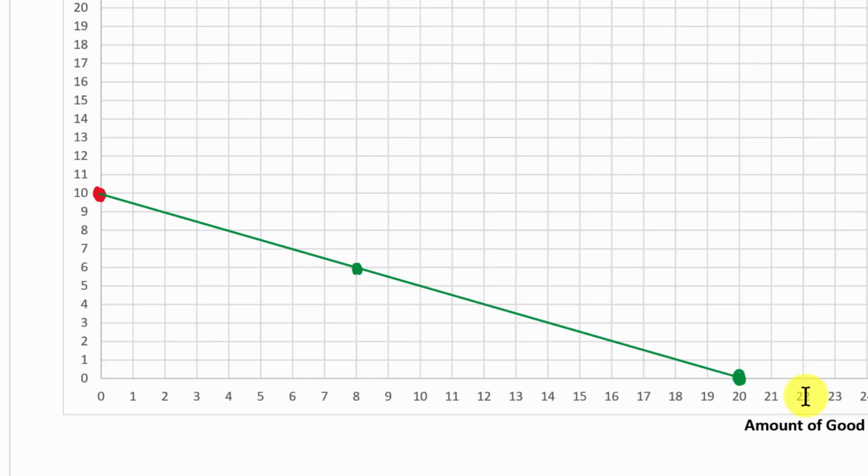Now, one thing we always want to think about with a budget line is what's the slope. So the slope of this line between the two end points, we're going down 10 and over 20. That's minus 10 over 20, and so the slope is minus 1/2. And that tells us that whenever we want to get more x, how many y's do we have to give up to get one more x?